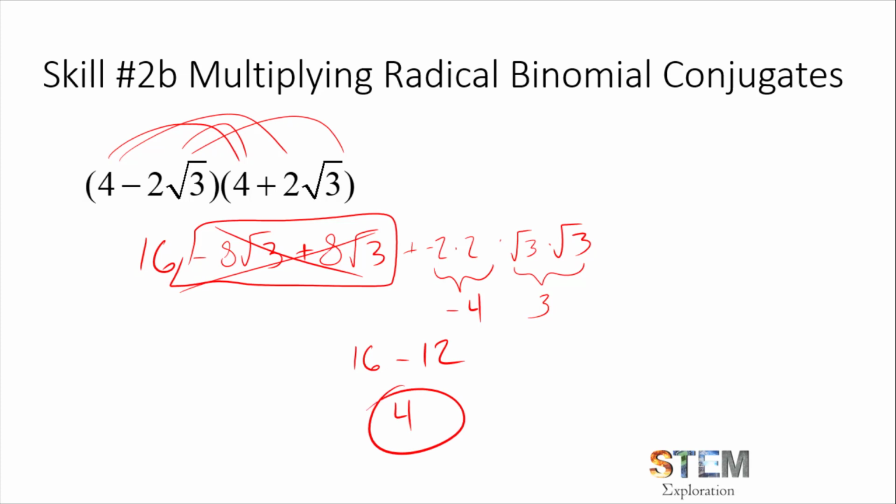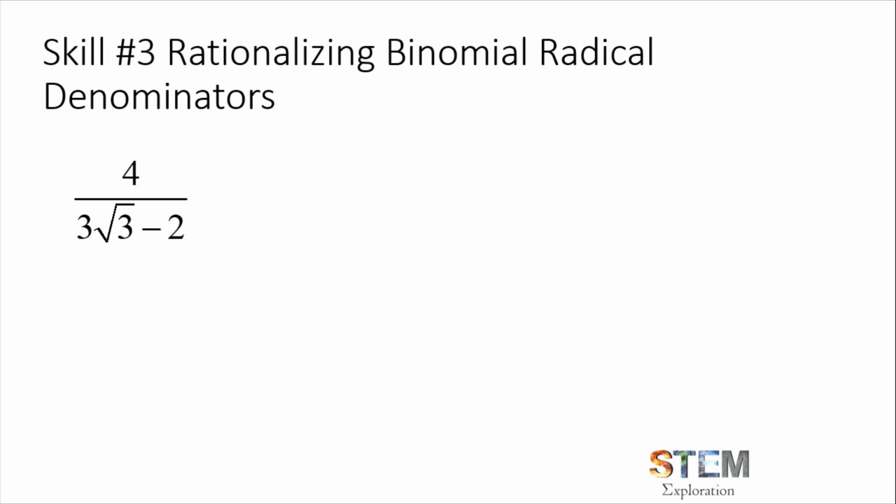And you'll always have the situation where when you multiply radical binomial conjugates together, you always get a rational number as a result with no irrational components. So it's a really useful technique that we can use to our advantage. And where this comes into play and is really useful is when we are looking at rationalizing binomial radical denominators.